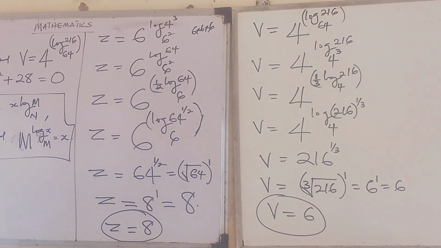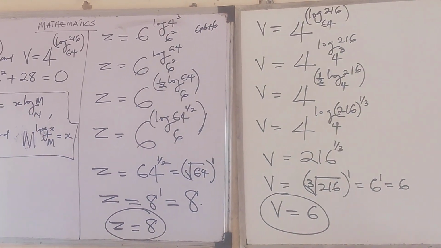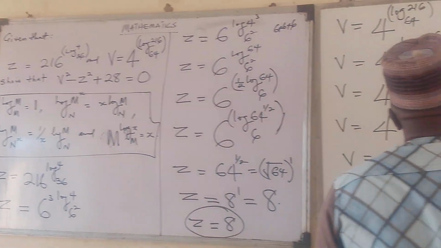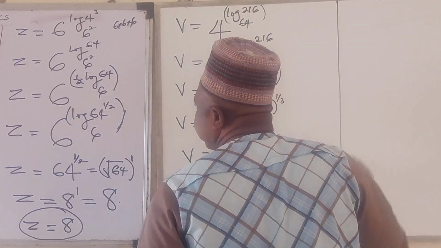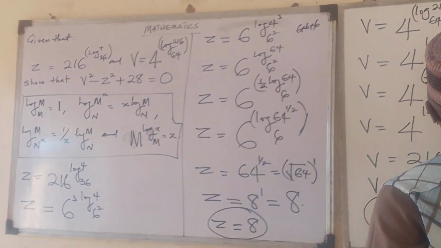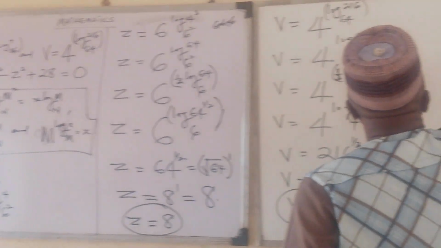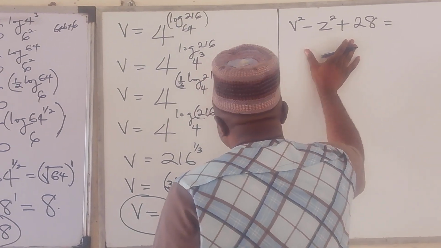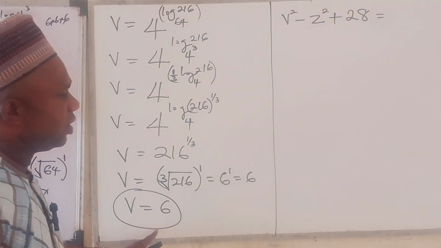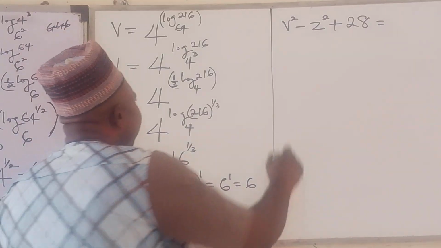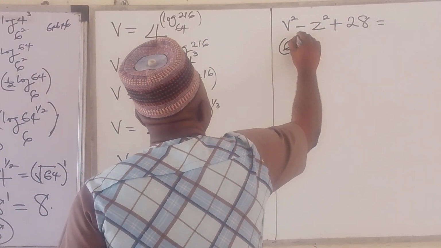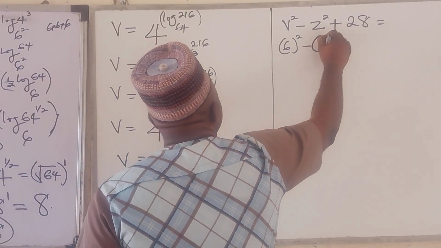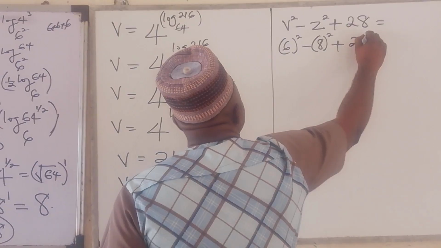Yes. So now we want to show that v squared minus z squared plus 28. Now let's see what the value will give us. We have v squared minus z squared plus 28. The value of v is 6, so in place of v there we are putting 6. So here we have 6 square minus the value of z. z is 8. So here we have 8 square plus 28.